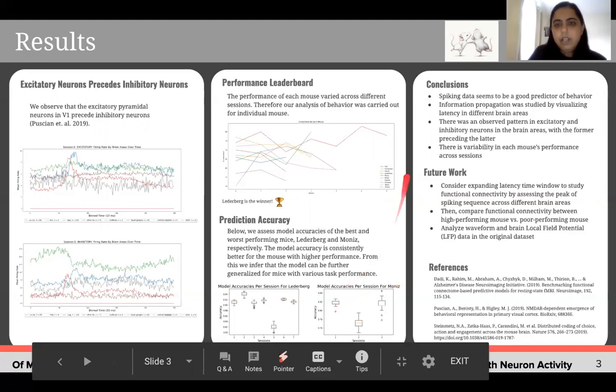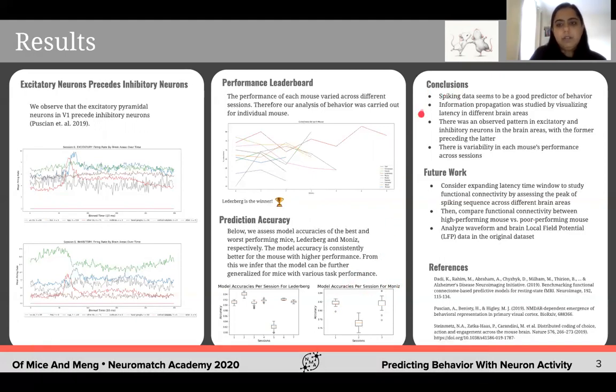In conclusion, spiking data seemed to be a good predictor of behavior. We studied information propagation and observed excitatory neurons preceded inhibitory ones. We also observed a lot of variability in each mouse.